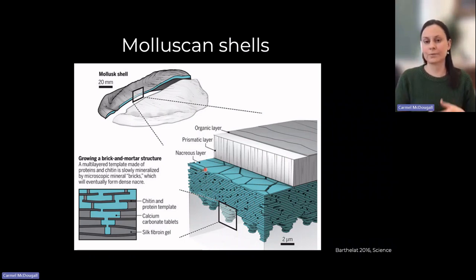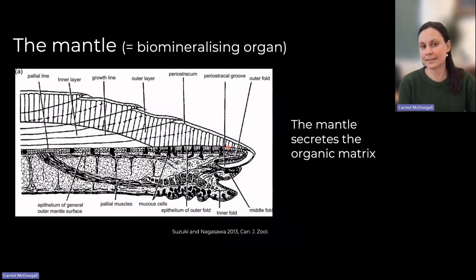But other shells from different species have multiple layers with really varied textures. And so prismatic and nacre are just two examples of these. So that's the shell itself, but what we need to remember is that the shell is actually secreted by a living animal.